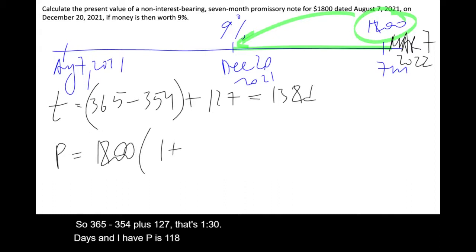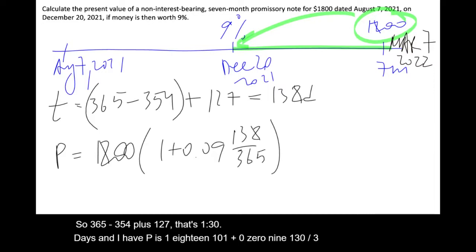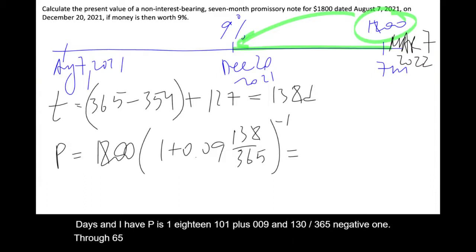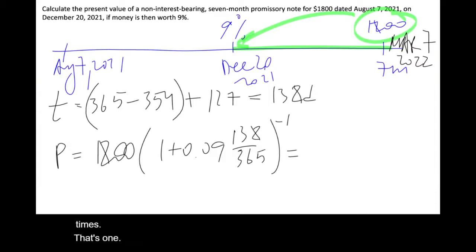And now P is what? 1800 times (1 plus 0.09) to the power of 138 over 365, negative 1, over 365, times plus 1, times 1800. So 1740.77. That's it. Questions? Okay, next.